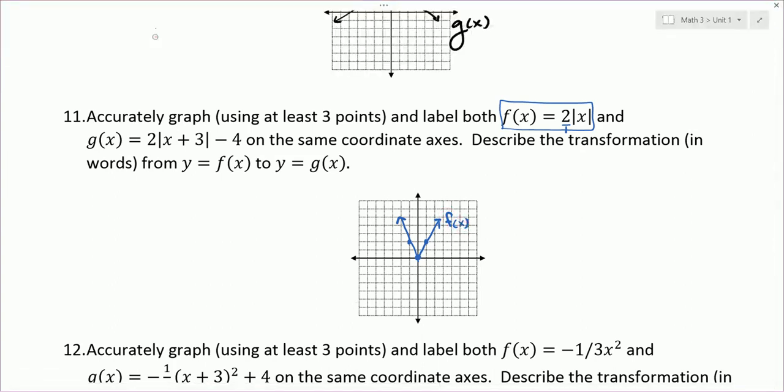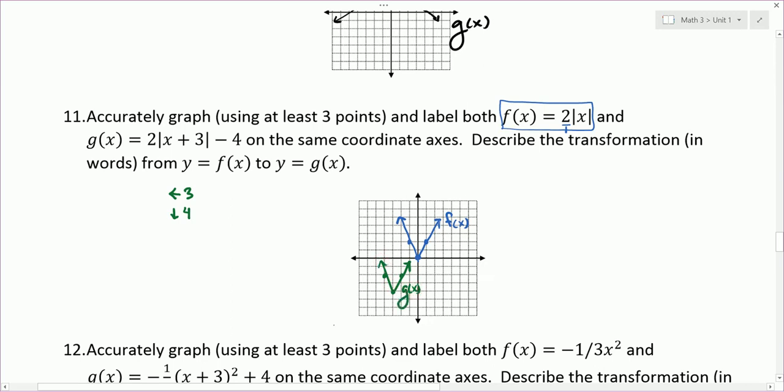G I'm going to do in the color green. G has been translated to the left 3 units and down 4 units. And we've already graphed or plotted this parent graph. And so you could take those 3 lattice points that we already plotted, move them left 3 down 4. And we have our sketch of g of x.